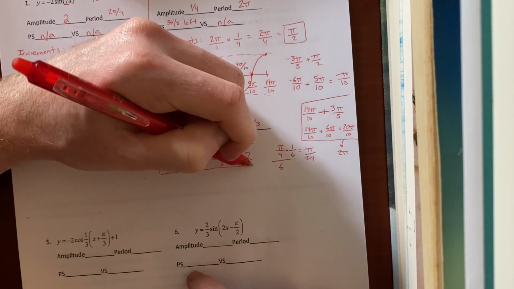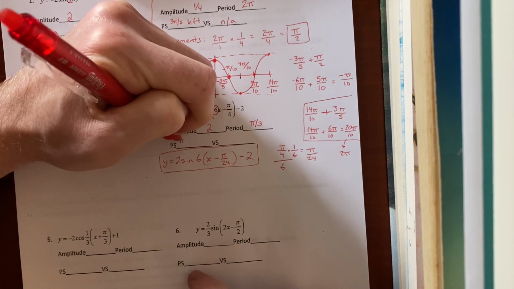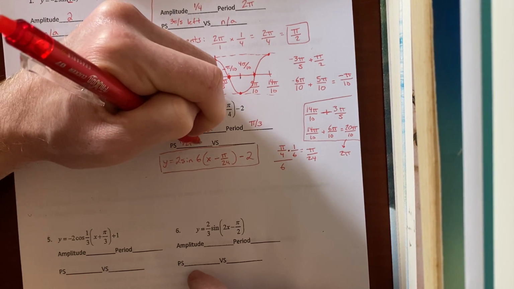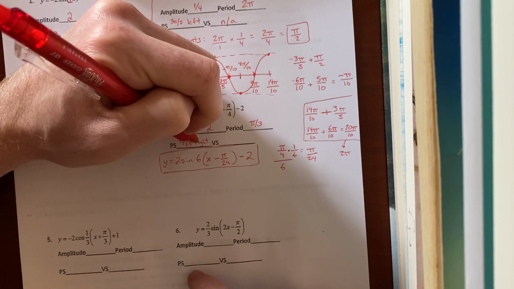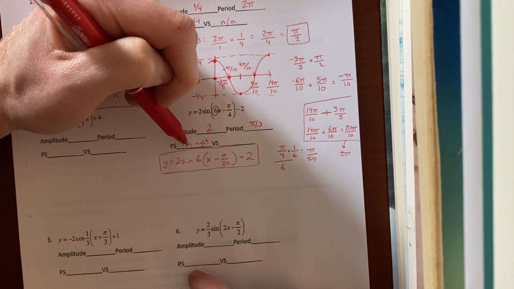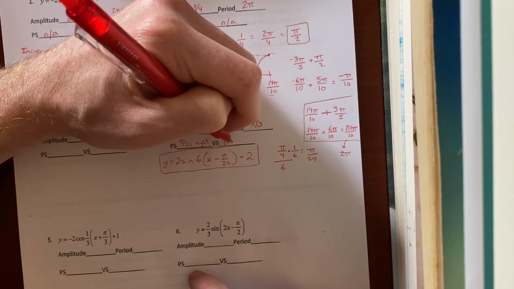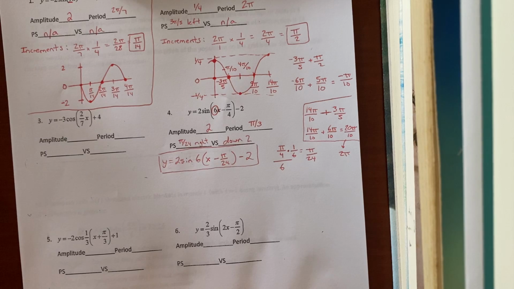So I don't want to look anymore at this up here. My phase shift, I know, is going to go pi over 24 to the right. It is a negative, so I know it's going in the positive direction on my x-axis, and my vertical shift is down 2 because I see a negative 2 as the k-value.